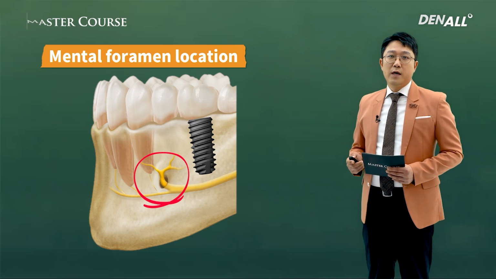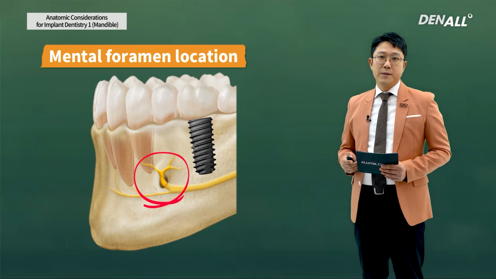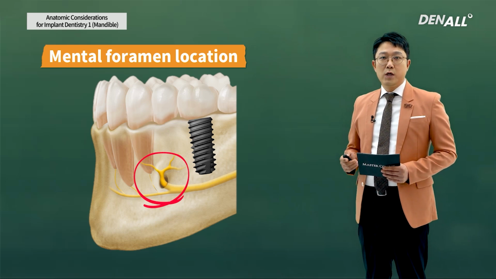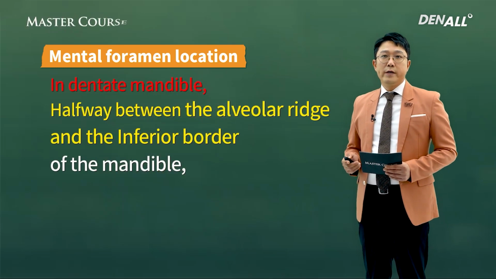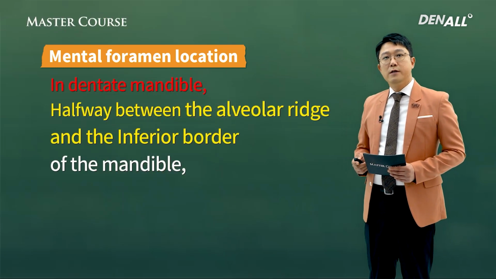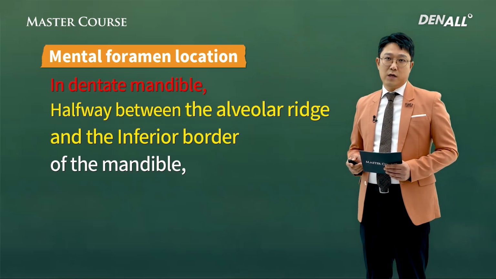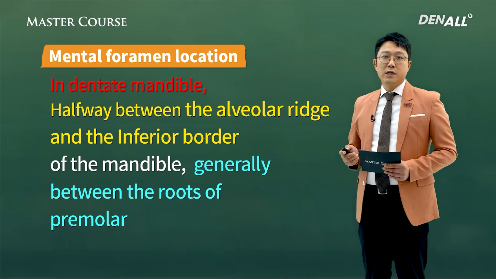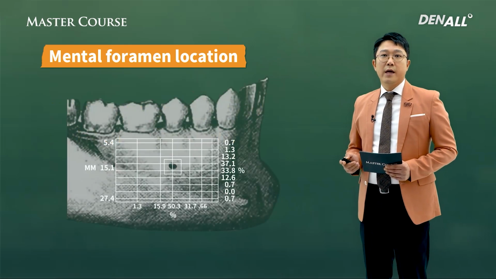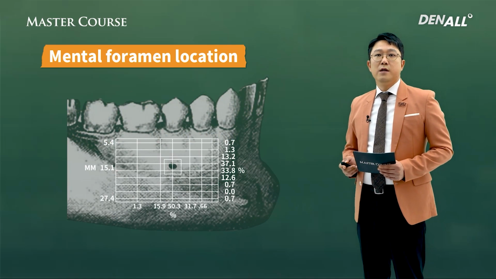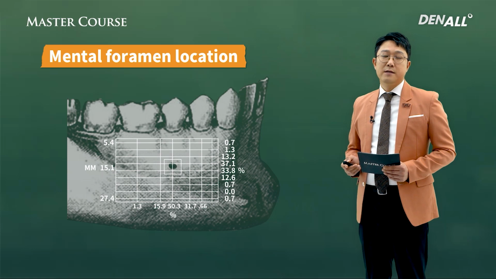The mental foramen location is very important because it can be damaged during implant placement. Therefore, the mental foramen location should be identified before surgery. In the dentate mandible, it is located halfway between the alveolar ridge and the inferior border, generally below the roots of the premolars. When there are teeth, the mental foramen is located inferior to a premolar root in general.